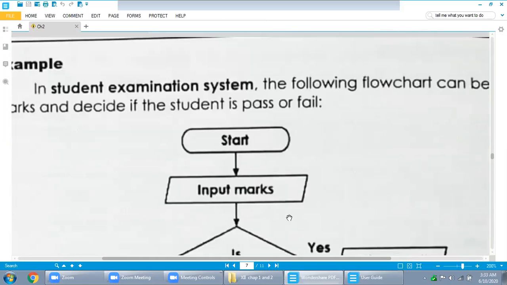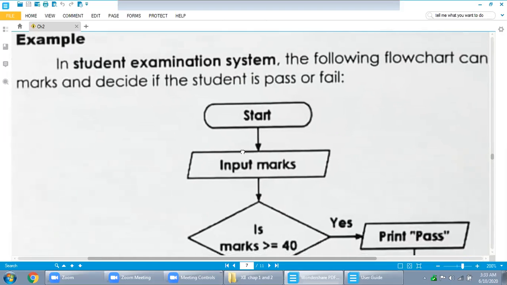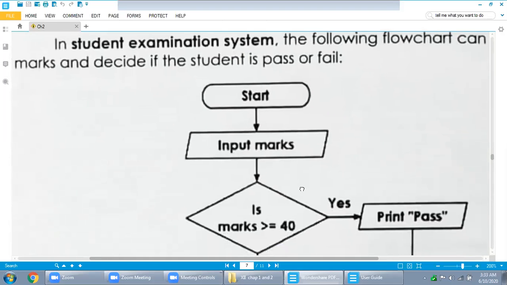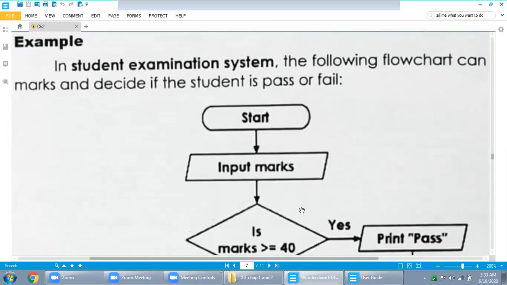Example, the same example, meaning the example which we have studied in the algorithm, we will take the same example. You can say that on the basis of that algorithm, we are going to develop the flowchart.